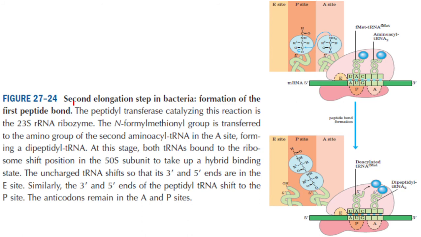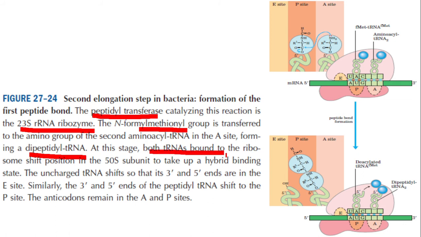And the second elongation step is there. First, the peptide bond is formed. The peptidyl transferase is a 23S ribosomal RNA ribozyme. The formyl methionine group is now transferred. Now what is there is a dipeptide. Dipeptidyl tRNA is there.